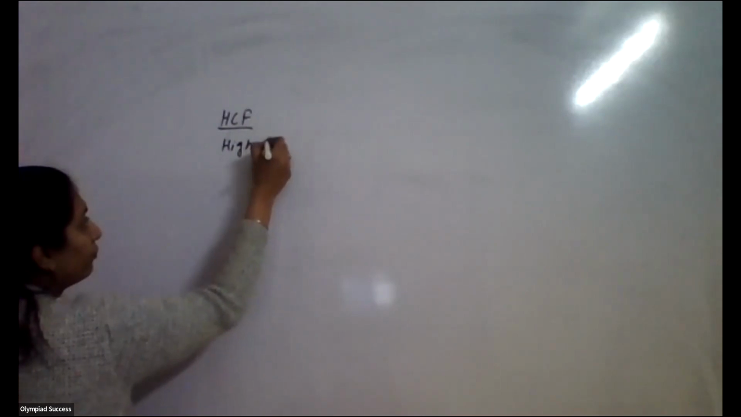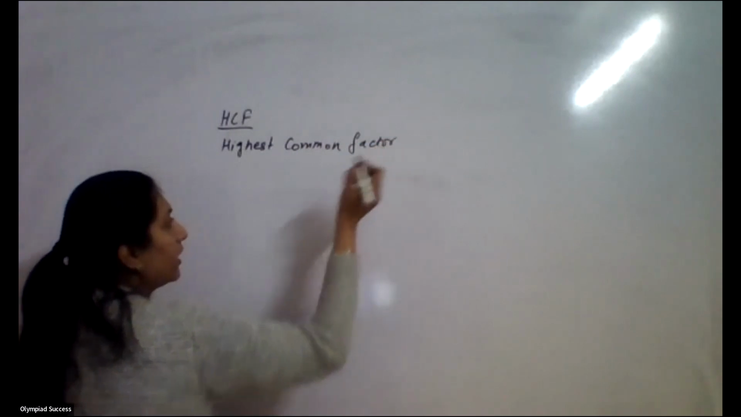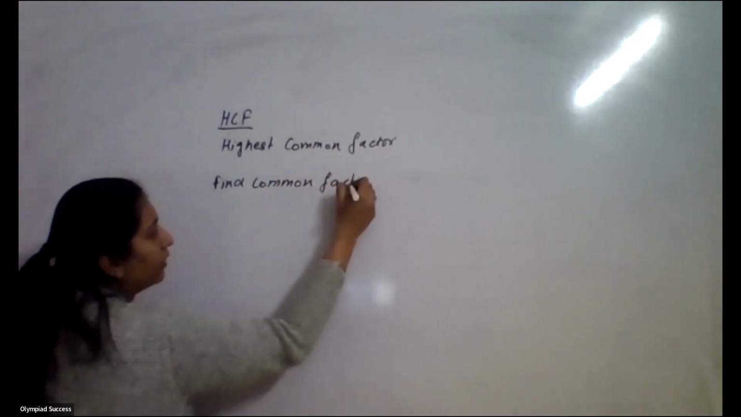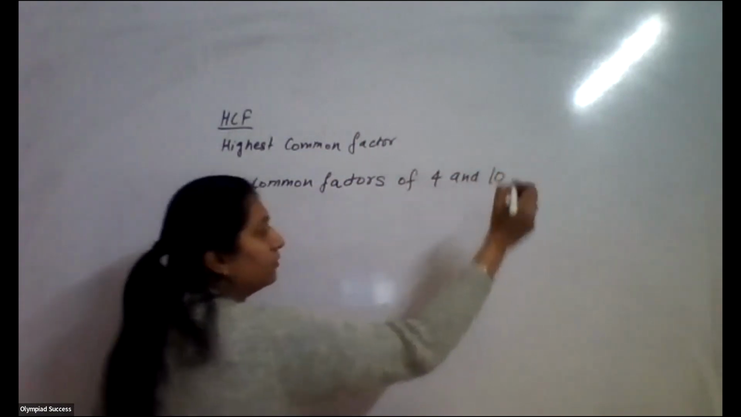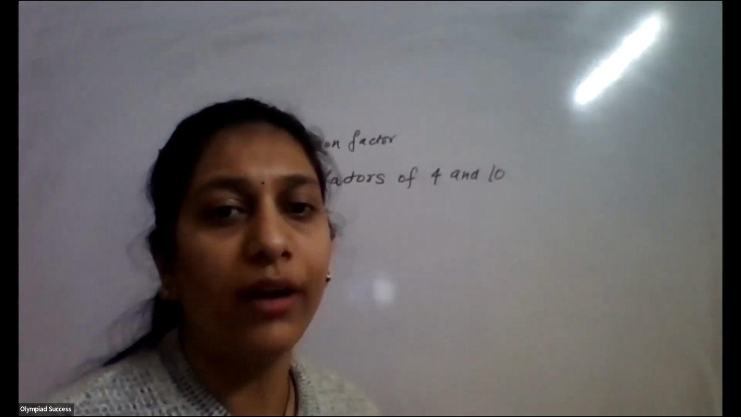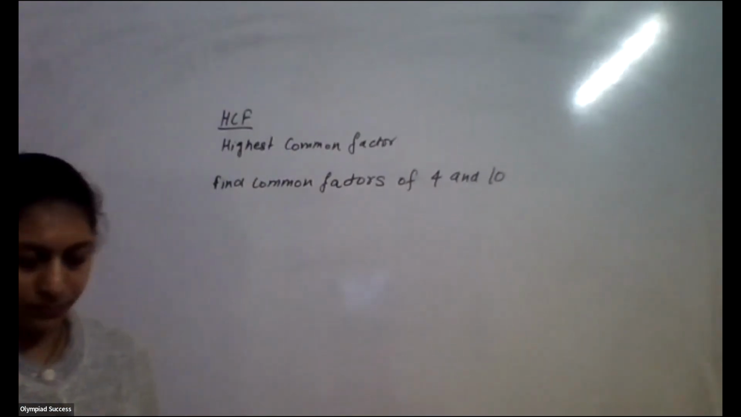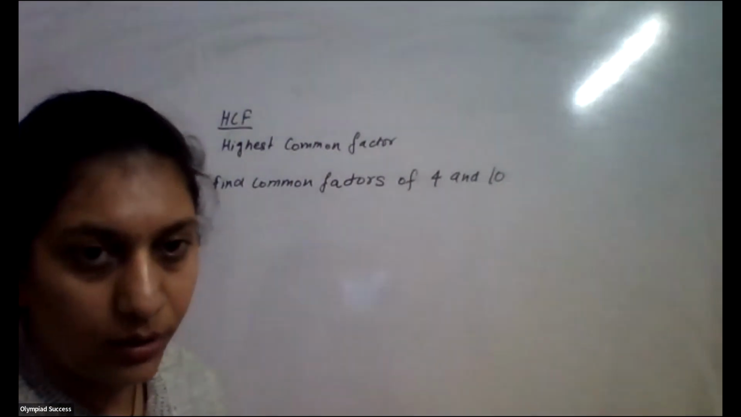Now, for the highest common factor, first you have to find the common factors. Before starting with this, first tell me what the common factors are. So find the common factors of 4 and 10. First you will find the factors of 4, you will find the factors of 10, and then you will find the common factors.